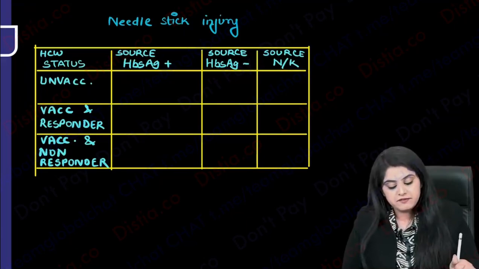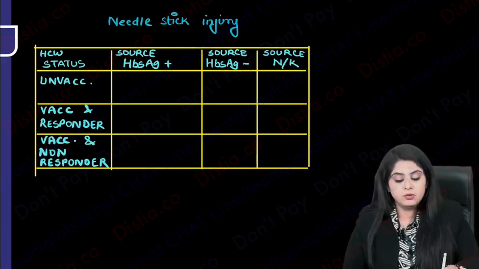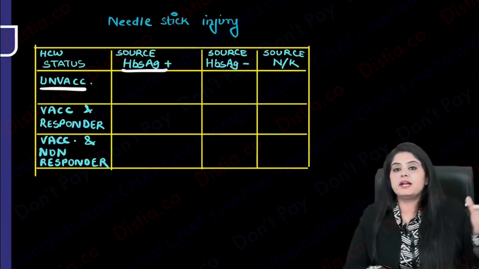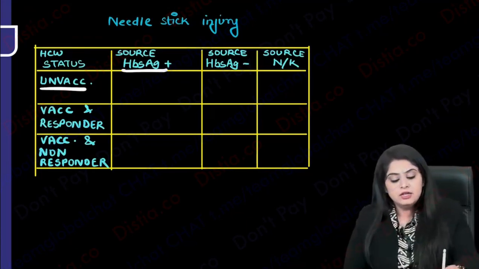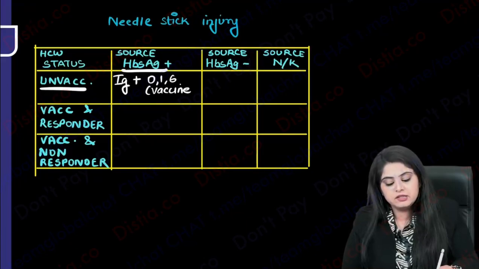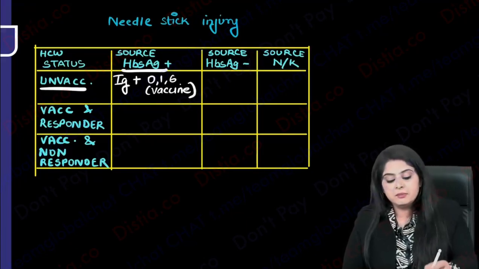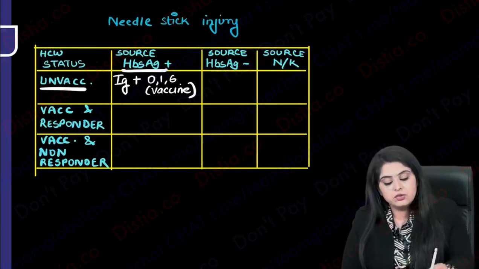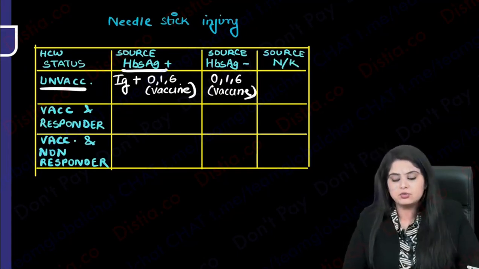If the person is definitely HBsAg positive and your healthcare worker is also unvaccinated, meaning the source has hepatitis and this person did not have the vaccine, you will have to do everything. You will have to give immunoglobulin also, plus you will have to do the 0-1-6 vaccine also. If the person is proven hepatitis B negative, then you are just going to do 0-1-6. Just start the vaccine for this person because this person was not vaccinated.